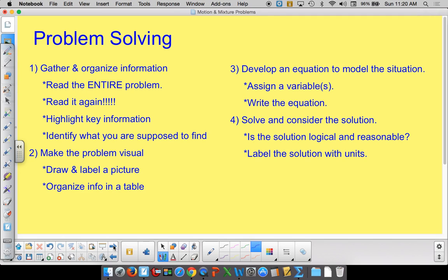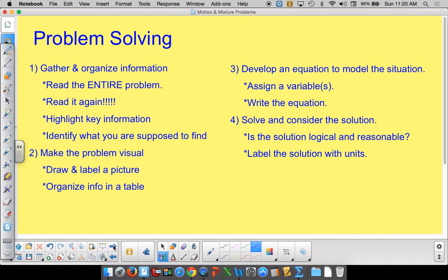The biggest problem I have is people don't want to go through the preliminary steps to make sure they're getting it right and understand the problem. You'll notice here I have 4 steps. You need to gather and organize the information. A lot of times I teach you to make charts. But the first thing you need to do is those first 2 steps. You need to read the entire problem through. Don't start trying to write an equation on the first read through.